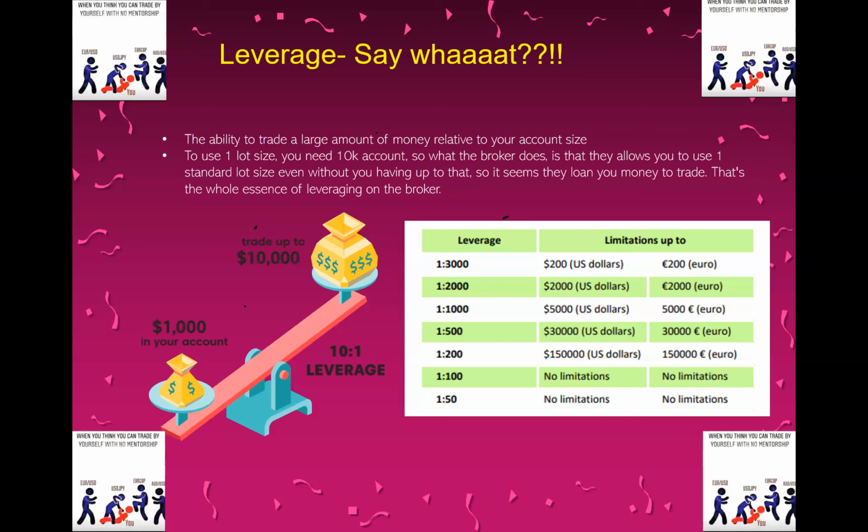Okay. Are you with me? To use one standard lot, I need 10,000. Yes, you need a $10,000 account. So what they are saying here is that even though you don't have a $10,000 account, you only have a $200 account, since you have picked the leverage of 1 to 50 to multiply whatever you have by 50, you now have that $10,000. So you now have access to use one lot size, even with your $200 account. Okay. Do you get that now?